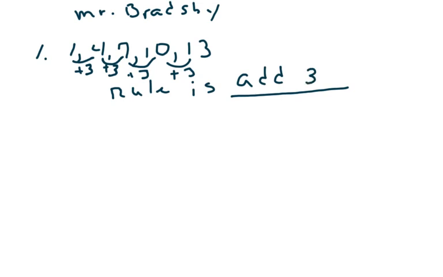Okay, so what I want you to do now is give me the next 3 items in this. So we have 1, 4, add 3, 4 to 7, add 3, 7 to 10, add 3, 10 to 13, add 3. Put me on pause and write down the next 3 in this sequence.